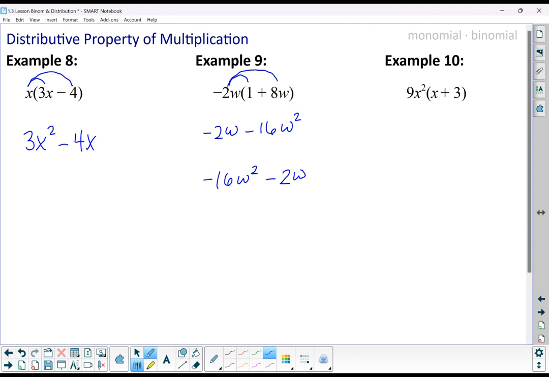Okay, and now finally I have a 9x squared that's being multiplied by the binomial x plus 3. So the 9x squared has to multiply both terms in the binomial. So I get 9x to the power of 3. Remember that this is an x with the power of 1, so this first term in my answer is going to be a power of 3. And then the 9x squared multiplied by 3 gives me 27x squared. And that one is in standard form.